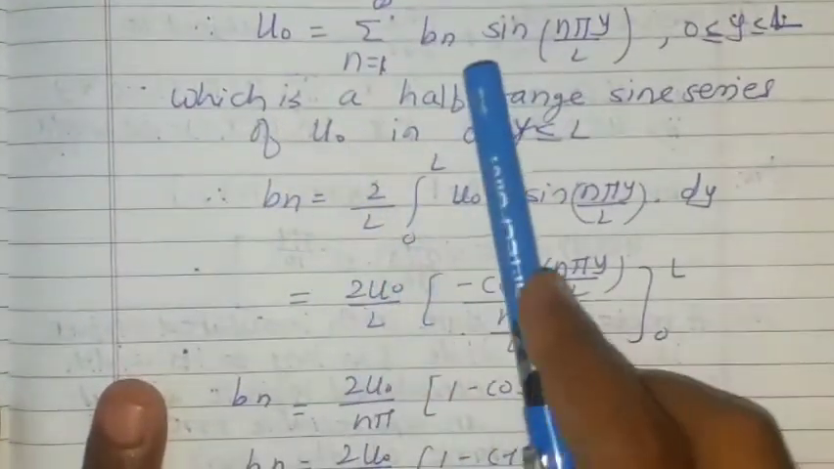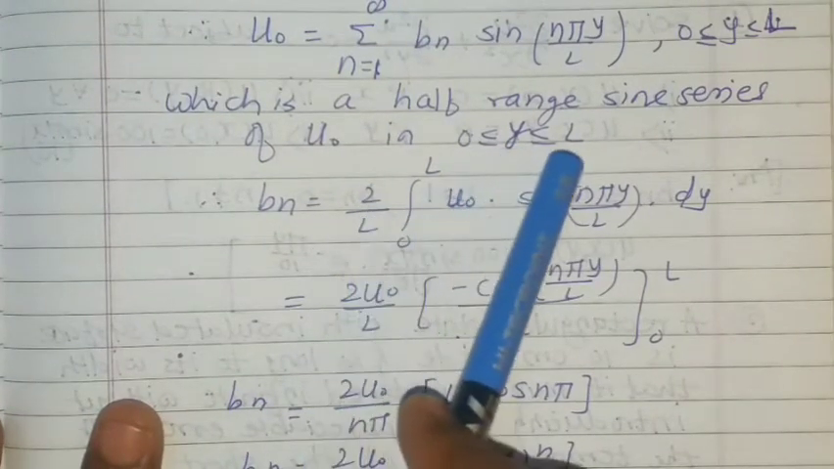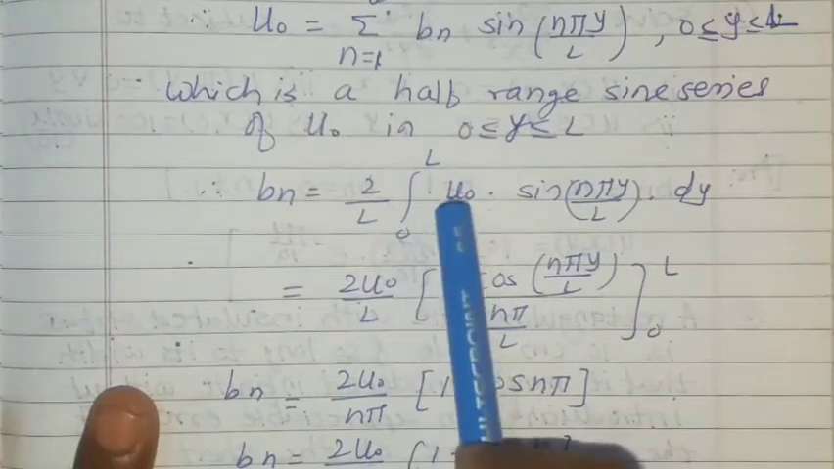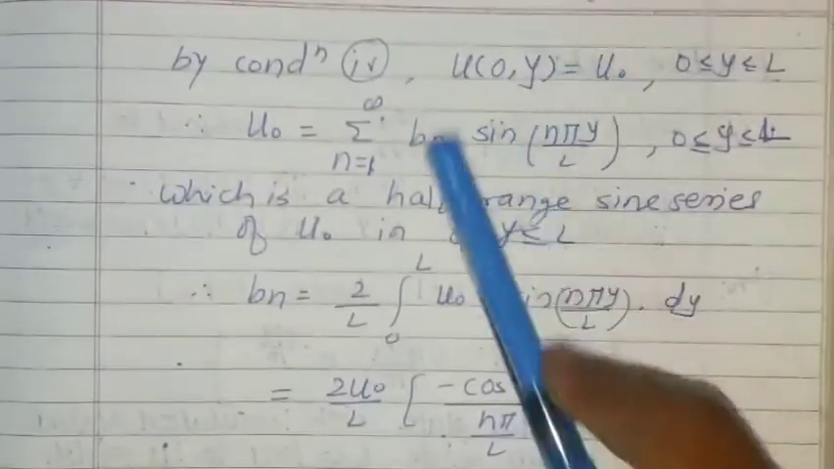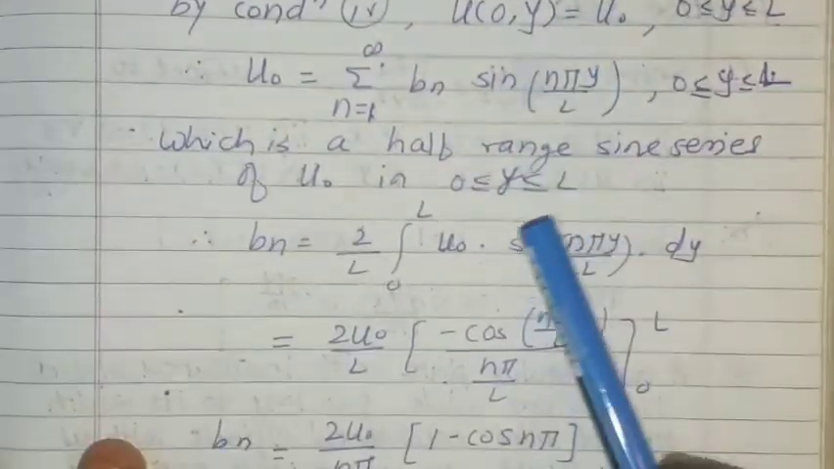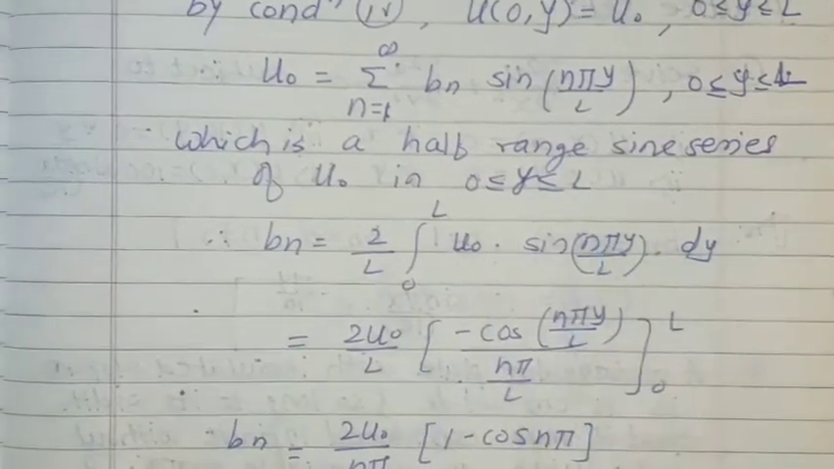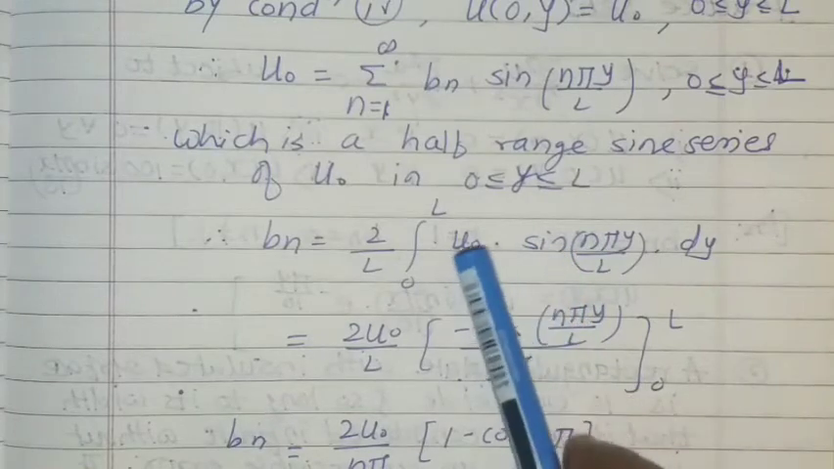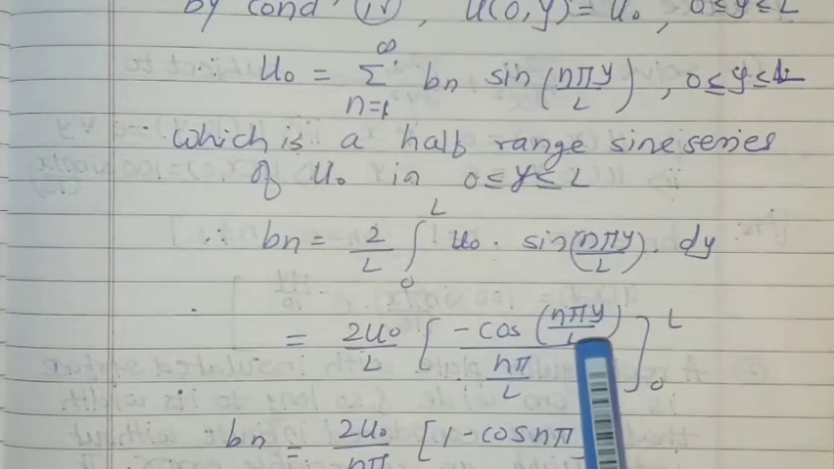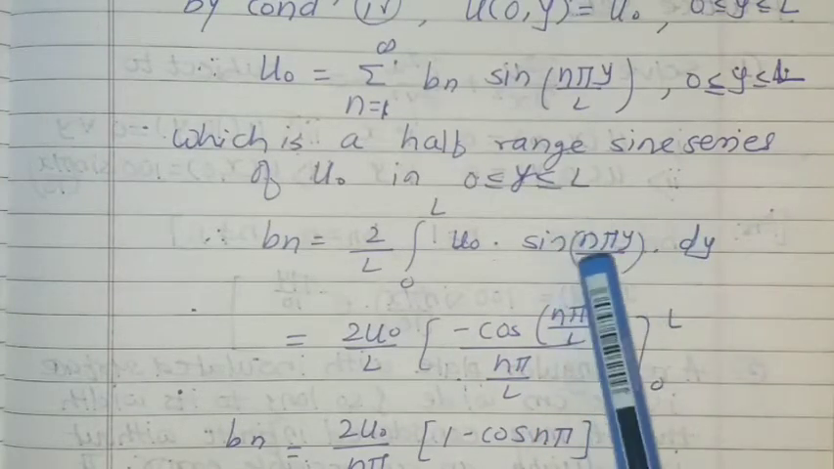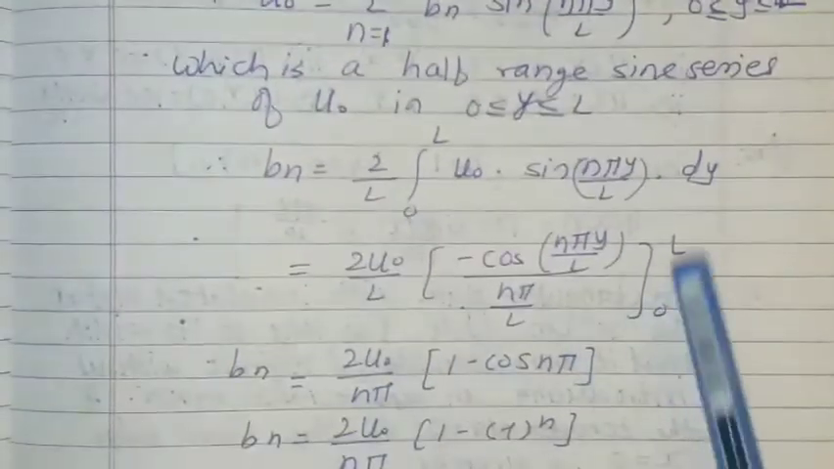Now by using the formula of Fourier coefficient, Bn will be equal to 2 by l, the upper limit of the interval 0 to l, u0, the function whose Fourier series we have, into whatever sine or cos you get here, the same function we write here, sin n pi y by l, and because the variable is y, integration will be with respect to y. Now u0 is constant, take it outside the integration: 2 u0 by l, integration of sine is minus cos n pi y by l, divided by the coefficient of y, so n pi by l is in the denominator. The limit is from 0 to l.